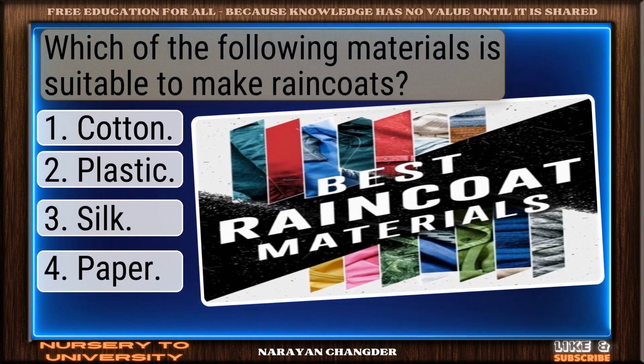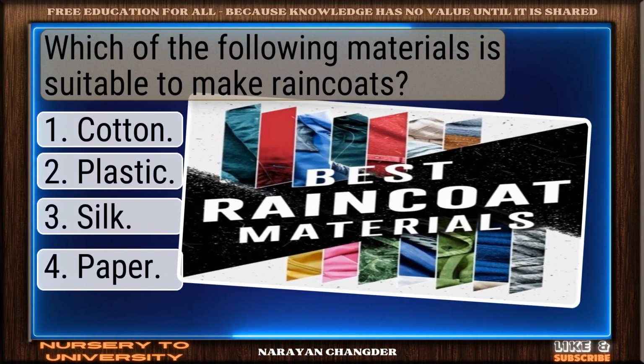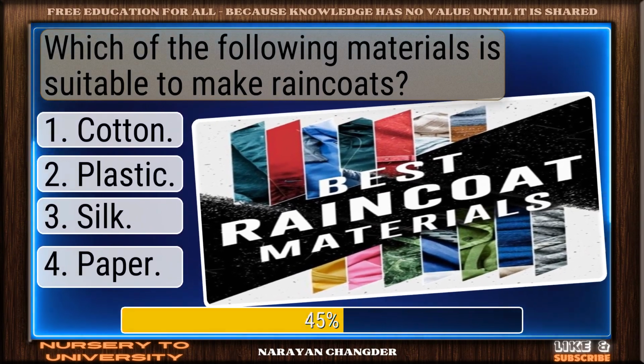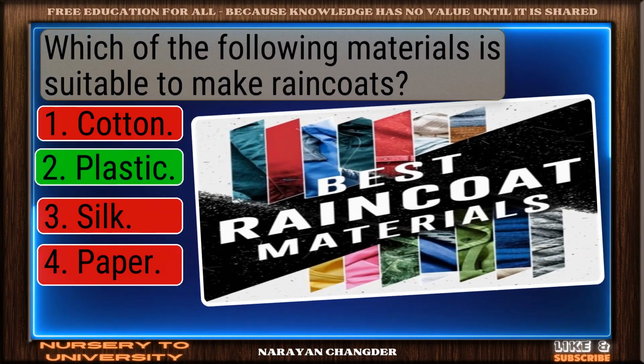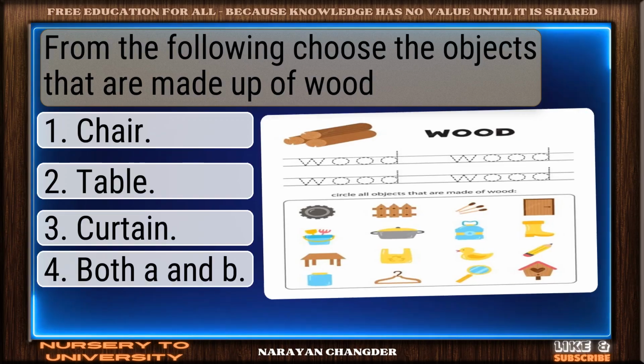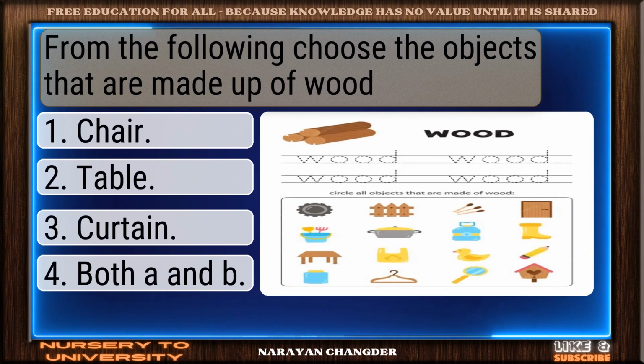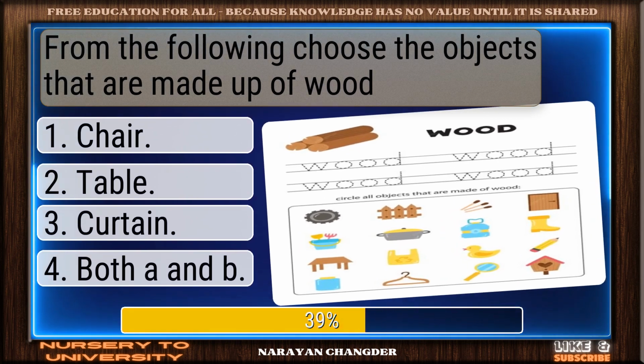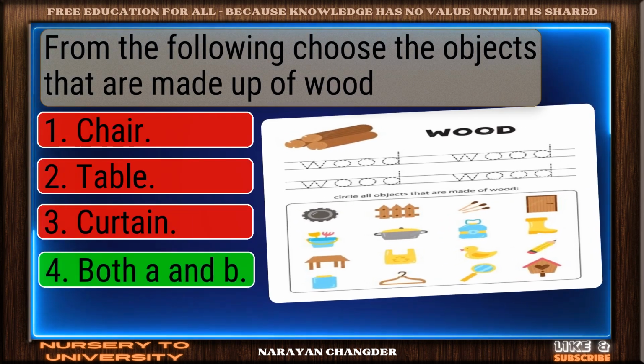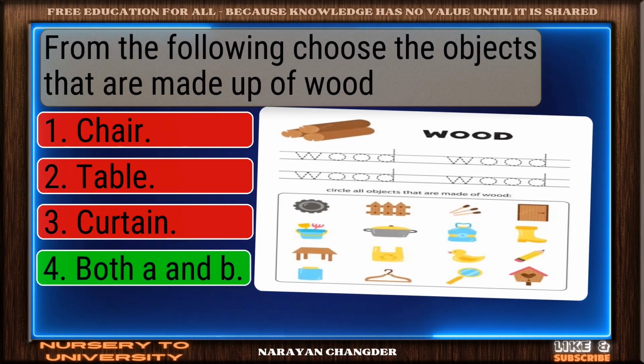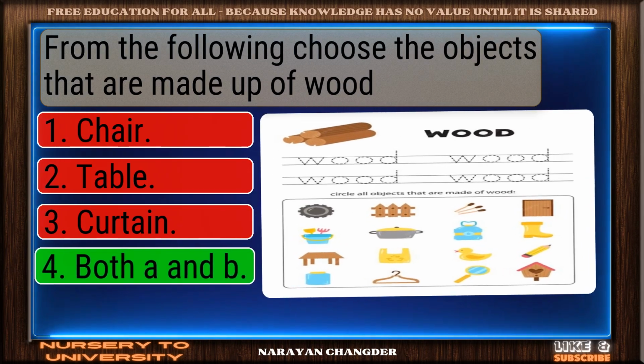Which of the following materials is suitable to make raincoats? Valid point. Plastic is true. From the following, choose the objects that are made up of wood. Exactly. Both A and B make sense, and it is right choice.